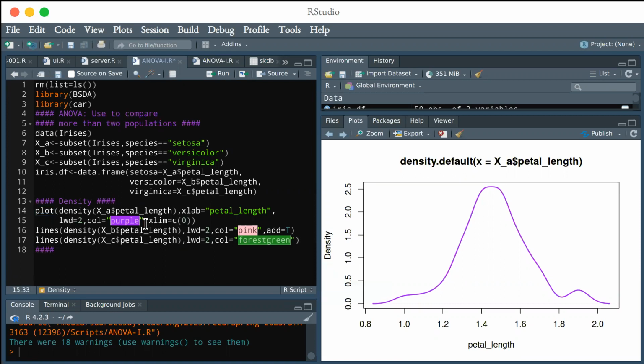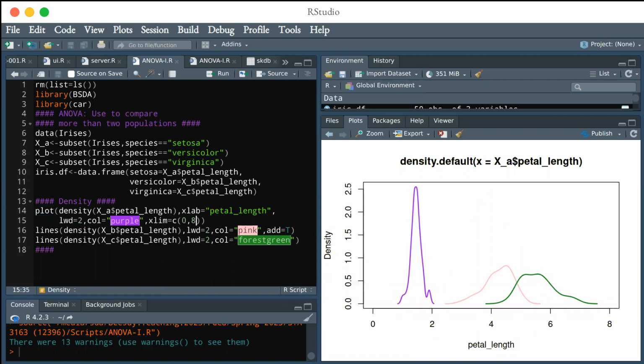I'm going to go from 0 all the way up to 8. So one is over here in the range of 1.4, the others are far away. That's the data that we get. From the looks of it, do we believe that the average petal length for the three species are different?